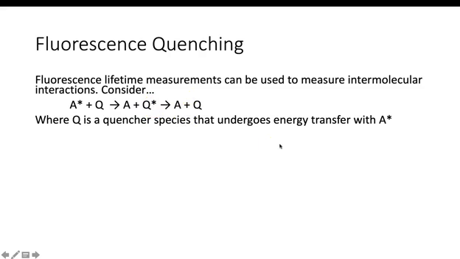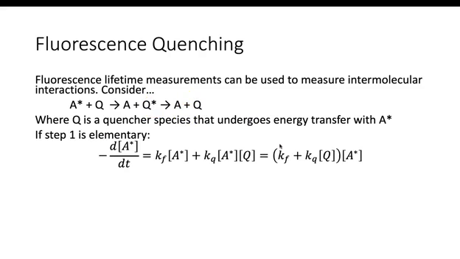Okay, so we're undergoing an energy transfer. If this initial energy transfer step is elementary, then the rate of disappearance of the excited state is given by the following. I don't show it, but this is also fluorescing, so there's a fluorescence rate, and then there's a KQ, which is a bimolecular rate constant related to the interaction of the energy transfer between A star and Q.